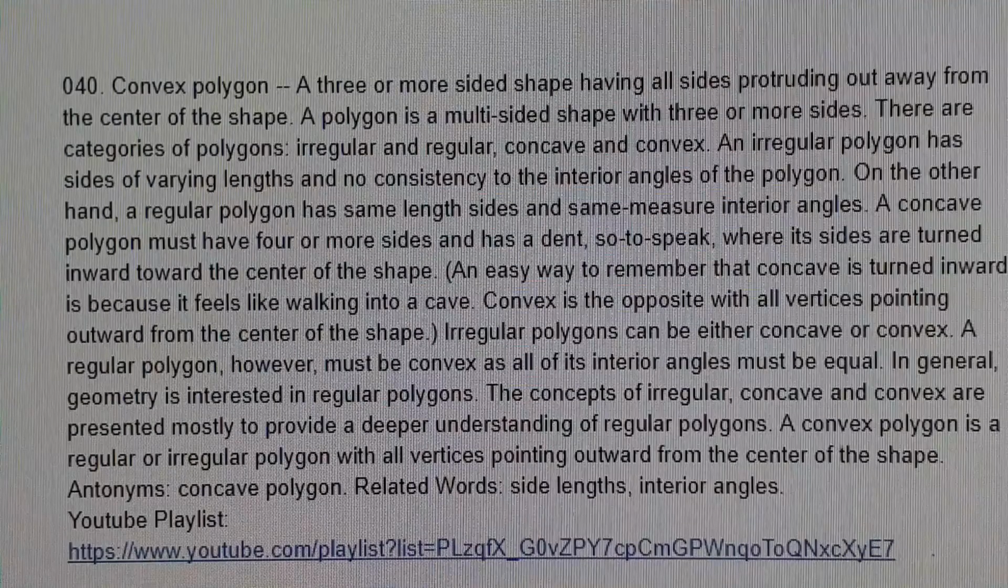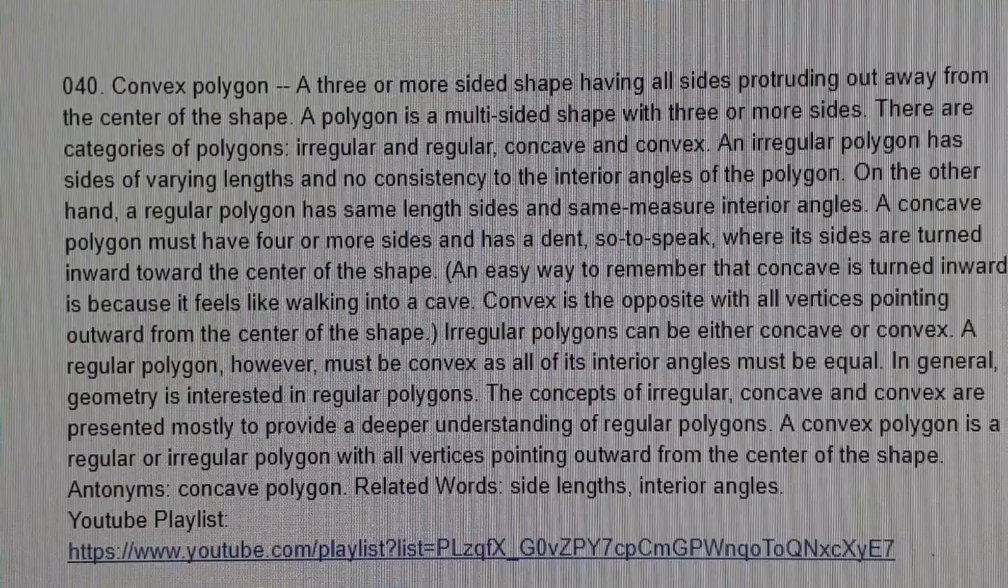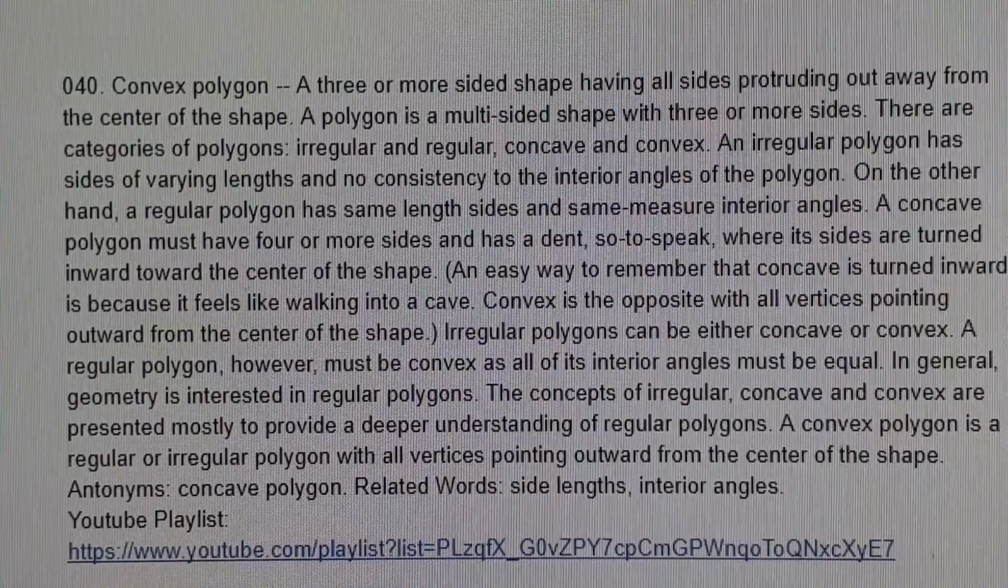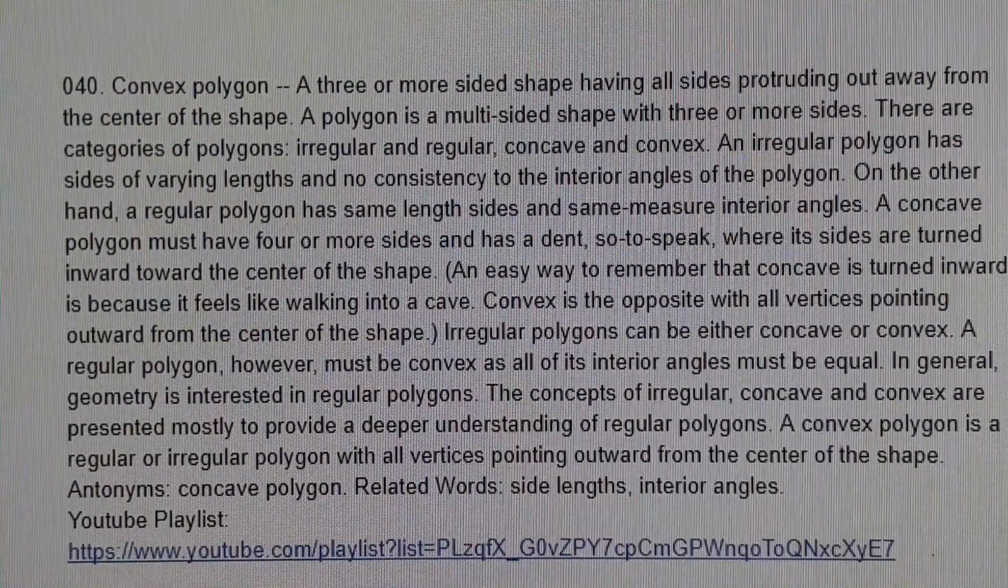Irregular polygons can be either concave or convex. A regular polygon, however, must be convex as all of its interior angles must be equal. In general, geometry is interested in regular polygons. The concepts of irregular, concave, and convex are presented mostly to provide a deeper understanding of regular polygons.